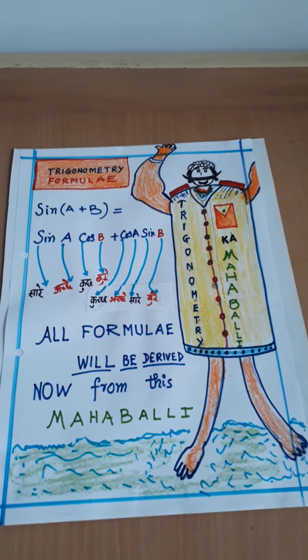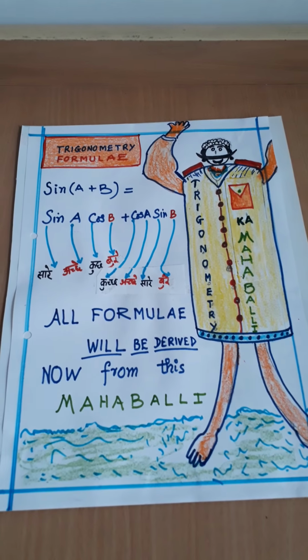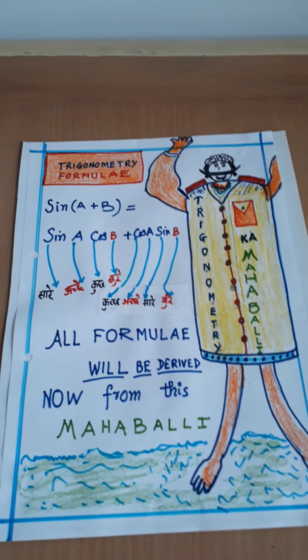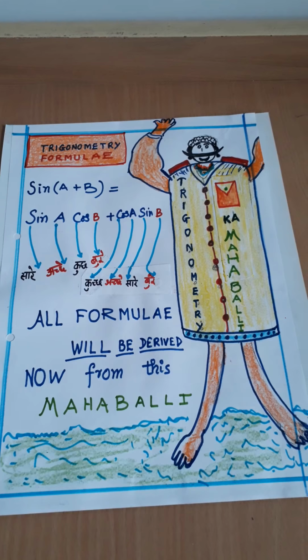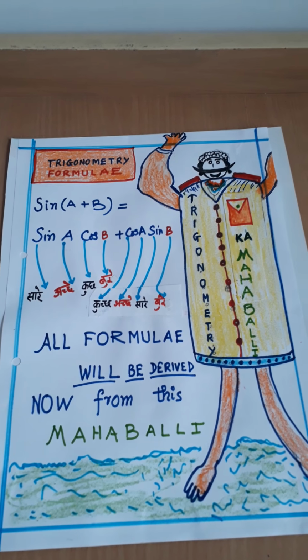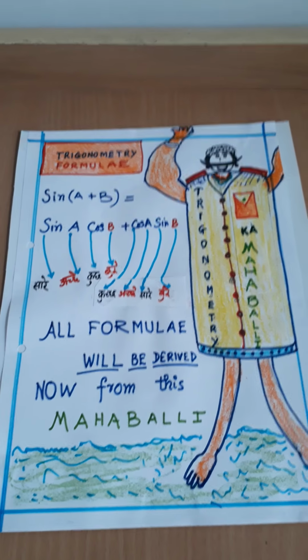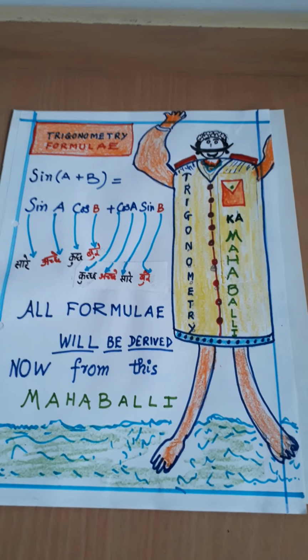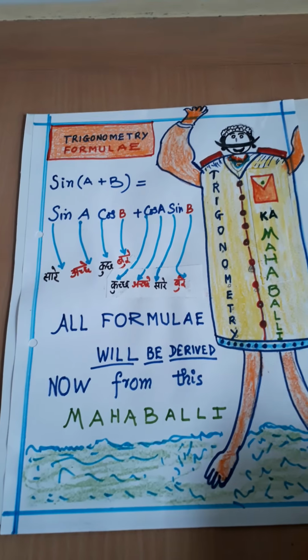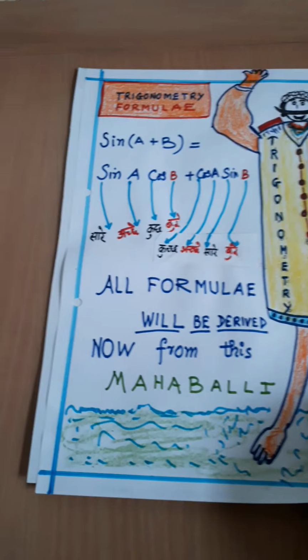And the main formula, or the magic formula, is sin A plus B of trigonometry. Now, this is the Mahabali formula which we discussed yesterday. Now, let us go to the symbol of integration.